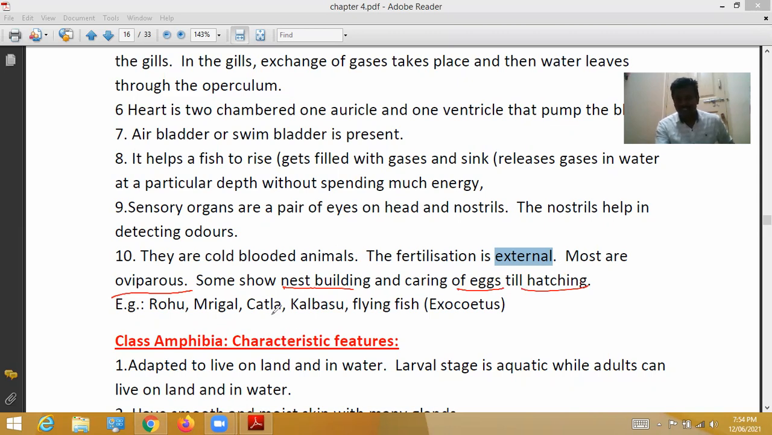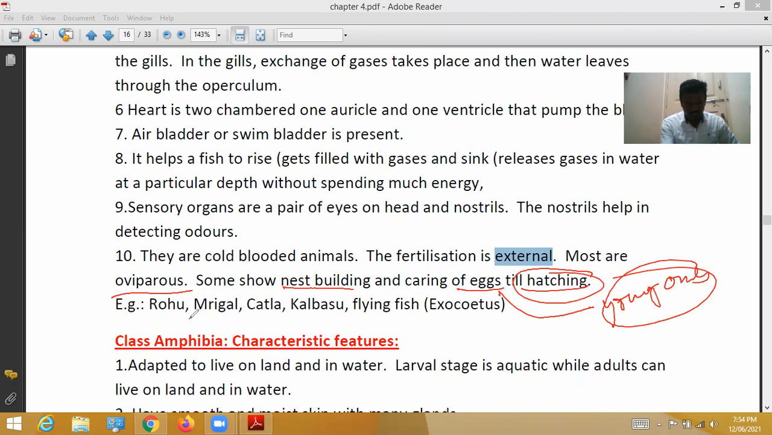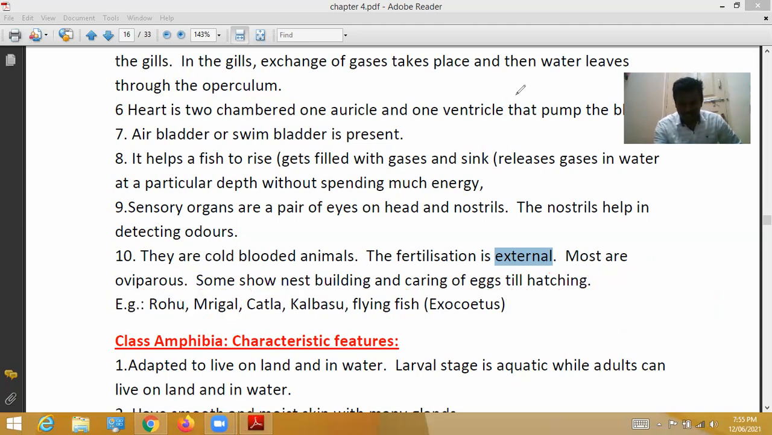Some fishes build the nest and take care of the eggs. Then hatching: the egg gives young ones, and this process is called hatching. Examples are rohu, catla, calbasu, and flying fish. These are all the characteristic features of Osteichthyes.